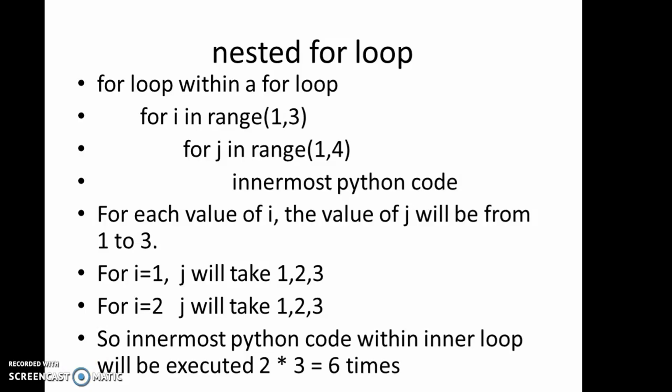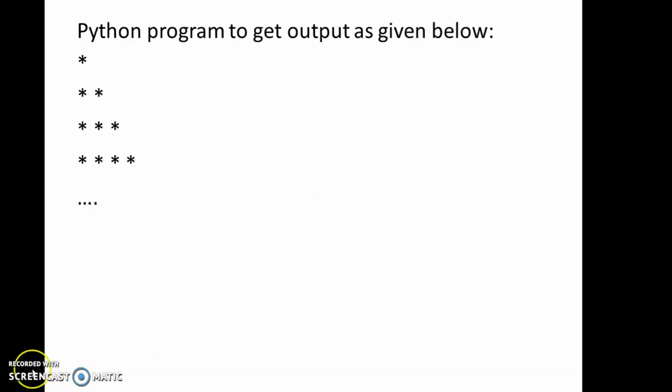So let us see an example in Python for nested for loop. Python program to use the nested for loop. So here we want to get the output like this. That means 1 star in the first line, 2 stars in the second line, 3 stars in the third line, 4 stars in the fourth line, and so on. Here, the number of lines to be displayed is given as input.